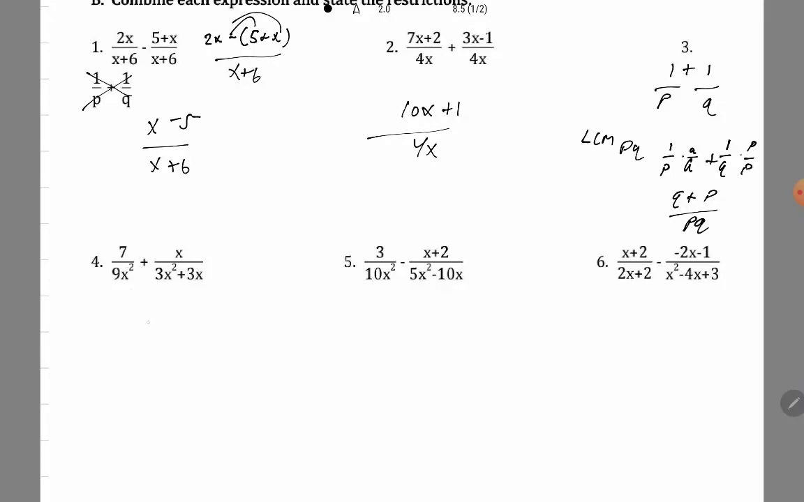Okay, so we have 2 different denominators here, so we need to look at the lowest common multiple. So 9x squared, that's basically 3 times 3 times x squared. And then on the right side, we have 3x, x plus 3.